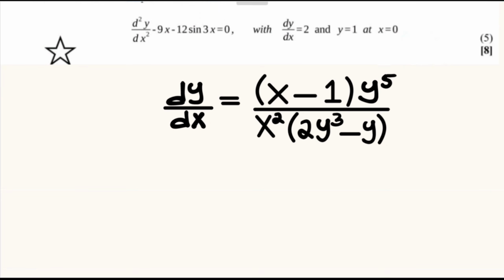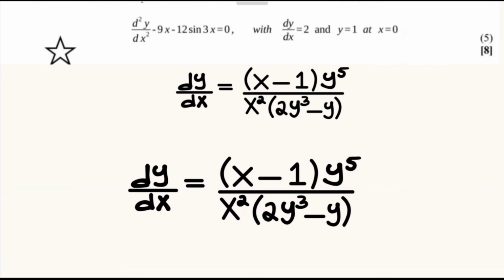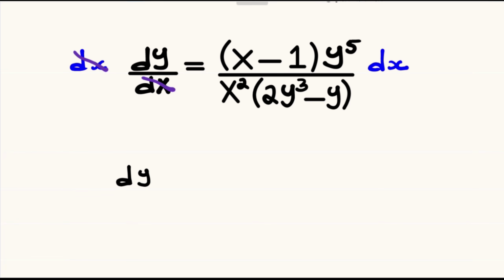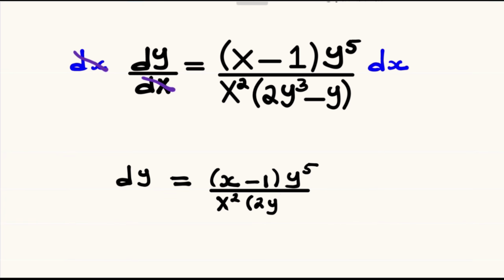Alright, so let's start off by multiplying both sides of the equation by dx so that we move the dx to the right, and on the left hand side that dx will cancel out with that dx and we'll be left with the dy, and it will be equal to the x minus 1 multiplied by y to the power 5, all divided by x squared, multiplied by 2y cubed minus y, and we have our dx.